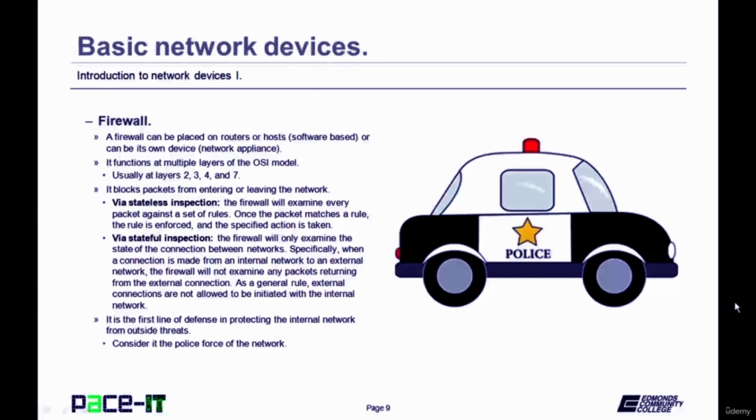The other method that a firewall can use is stateful inspection. The firewall will only examine the state of the connection between networks. Specifically, when a connection is made from an internal network to an external network, the firewall will not examine any packets that are returning from the external connection. As a general rule, external connections are not allowed to be initiated with the internal network. In other words, a firewall that uses stateful inspection will only allow connections to be made from inside to outside. It will not allow that outside entity to initiate a connection with an inside host.